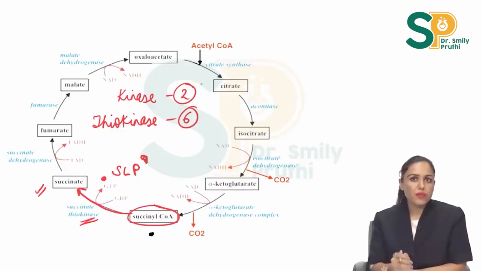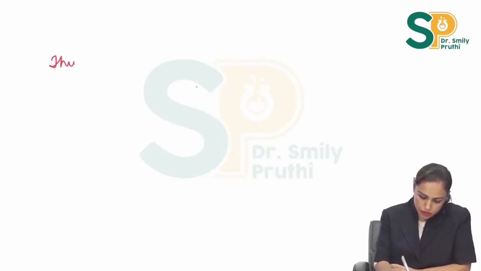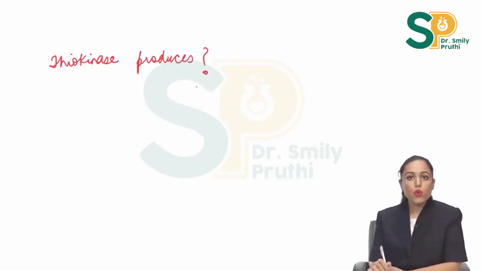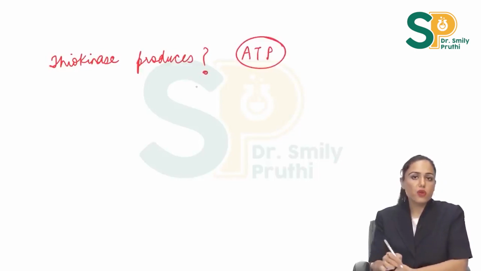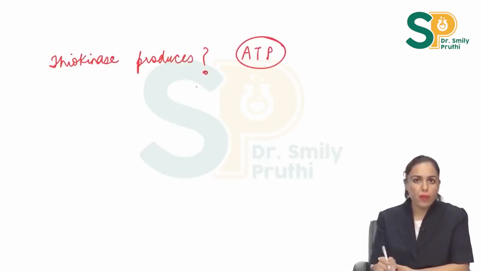Actually, most of the time, this enzyme will form ATP and not GTP. Most of the time, it will form ATP. If you see your latest edition of Harper, 30th edition, in this book, they have done this correction, that in the diagram they have written ATP here because most of the time this enzyme forms ATP. So, if they simply ask you a question, thiokinase produces what? You will say ATP or GTP? You will say ATP because I told you most of the time this enzyme will form ATP.